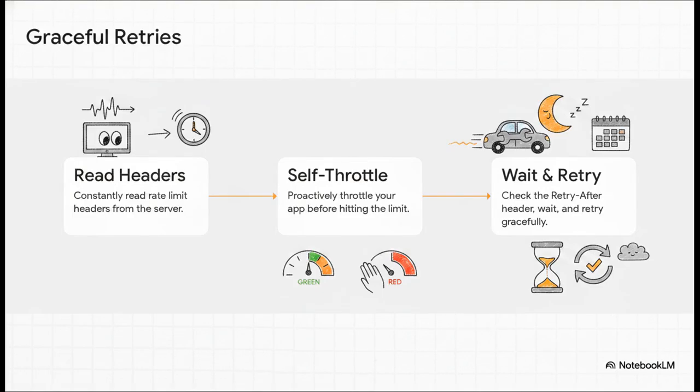And on the flip side, if you are the one building the client that's consuming a restricted API, there is an exact 3-step process you have to code. 1. Constantly read those rate limit headers the server gives you. 2. Use those headers to proactively self-throttle your own app before you ever hit the wall. And 3, if you do get slapped with a 429 error, check the Retry-After header, politely wait that exact amount of time, and then retry gracefully. No endless while loops, no panic crashing, just smart, resilient code.